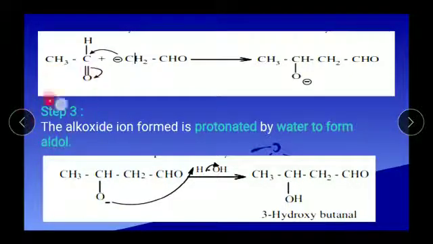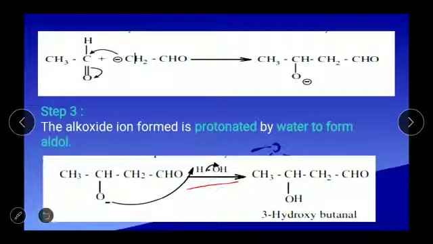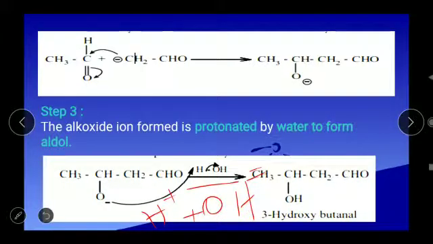The alkoxide ion formed is protonated by water. This is step 3. The formed alkoxide ion is protonated by water to form aldol. How is it protonated? Water becomes H plus and OH minus. This H plus joins with the O minus of the alkoxide ion, so it becomes a hydroxyl group. We are getting 3-hydroxybutanal. This is aldol.